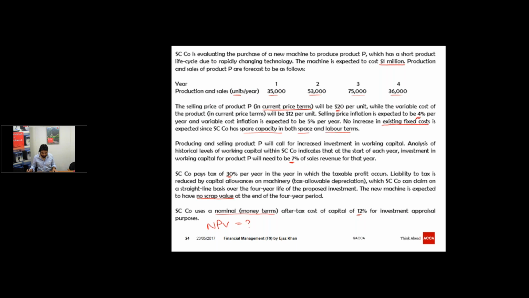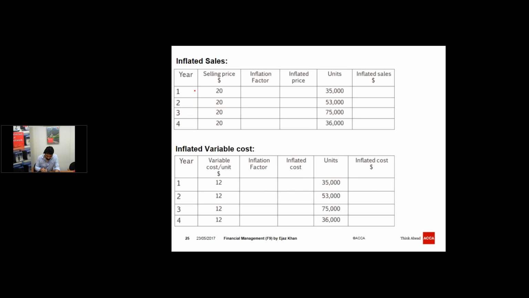So remember one thing, we incorporate inflation right from the first year. So remember this, we have to incorporate inflation from year 1 onwards. So let's start calculating the inflated prices. I've written 1, 2, 3, 20, 20, 20, 20, and then we'll adjust the inflation. Since the inflation is 4%, we have to increase the price by 4% in year 1. So I'll just write 1.04. We'll multiply 20 with 1.04. It will inflate the price by 4%.